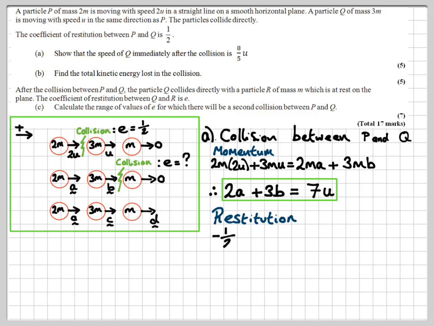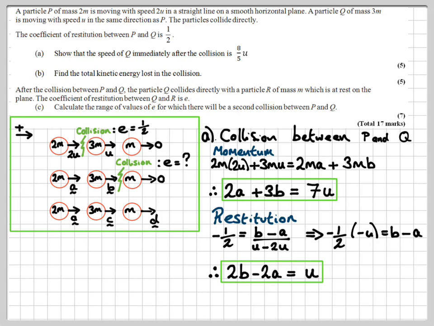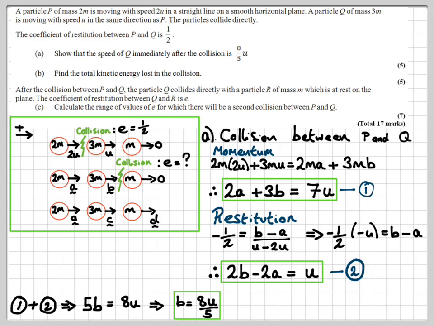Next we use the restitution equation, and we use minus e equals v2 minus v1 over u2 minus u1 as the preferred approach. Again, tidying this one up in a couple of steps leads me to another nice little equation like so. I'll call them 1 and 2, and I can see that if I add together 1 and 2, then a will cancel, and remember what I'm interested in is b, which is a vector amount, so we'll proceed on, and indeed it gives us the desired result that b is equal to 8u over 5.